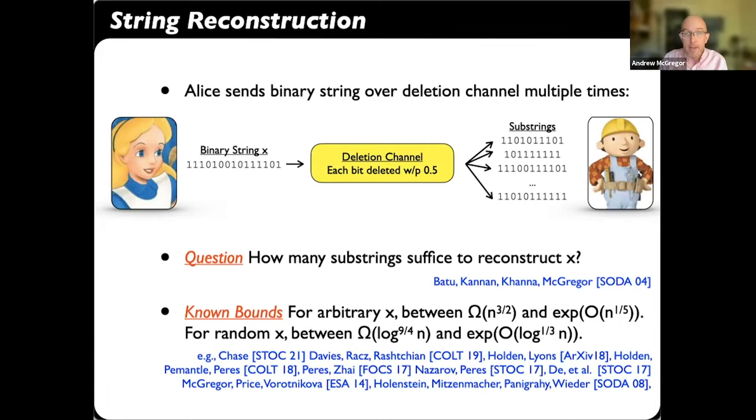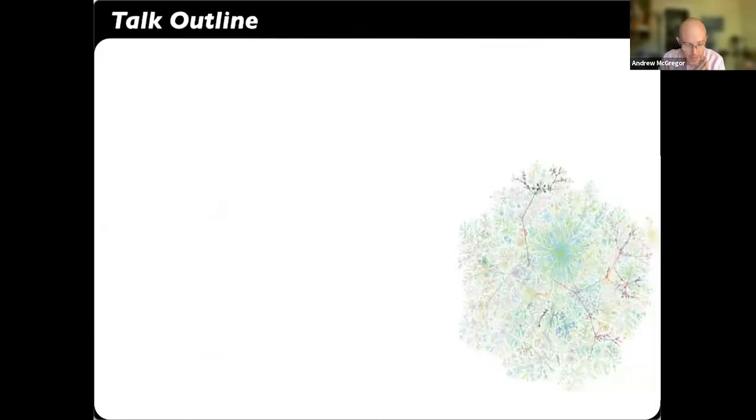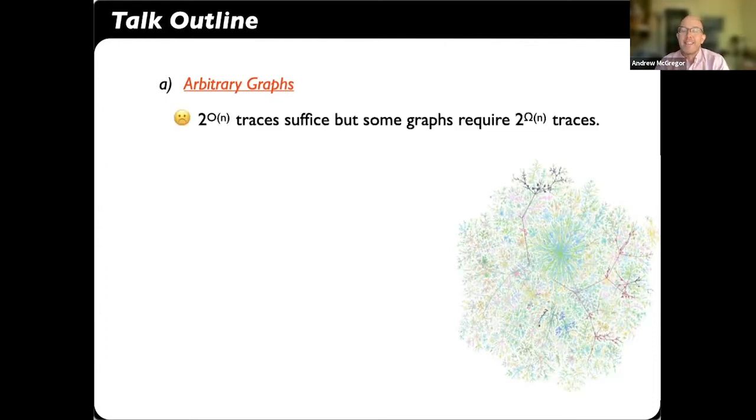Okay. So what do I want to talk about today? I want to talk about graphs. I'm going to tie some of this into string reconstruction and mixtures. I'm going to start off talking about arbitrary graphs. And my first thing is kind of bad news. It's trivial that an exponential in n number of traces suffice to reconstruct an arbitrary graph, because if you take an exponential in n number of traces, there'll probably be at least one copy where no nodes were deleted. That makes life easy.